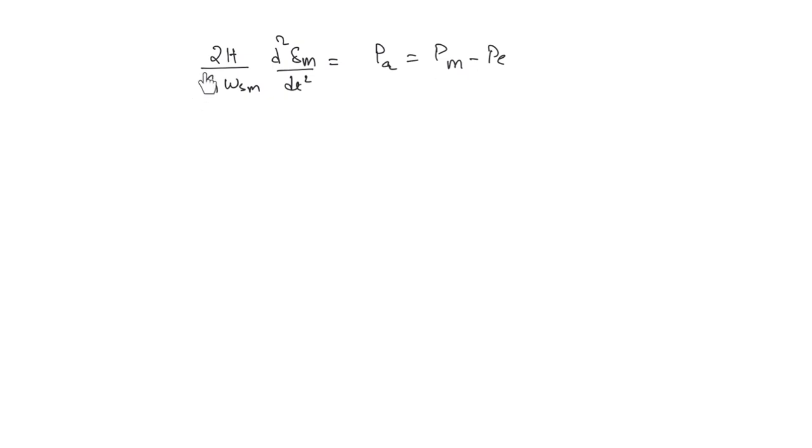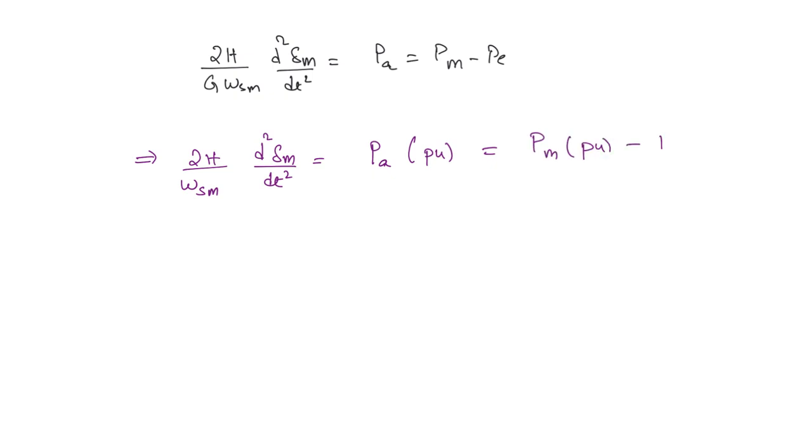Now G is the base value. It is the machine rating in MVA, and rating is usually taken as the base value. So what will happen if you divide the entire equation by G? Then you're going to get 2H by omega sm d square delta m by dt square is equal to the accelerating power in per unit, and this is equal to PM in per unit minus PE in per unit.